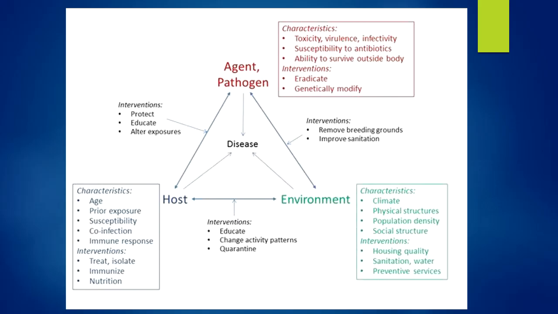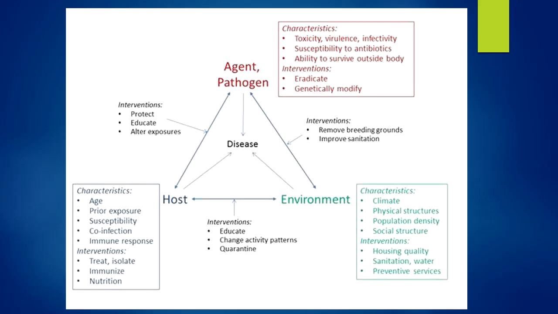So in addition to being able to intervene at those 3 points, we could also try to break the links between any two of them. So you can see suggested interventions at the arrows in between each one. So in order to prevent disease by interrupting the host and agent interaction, we could protect people. So, provide bed nets, those types of things, so they don't come into contact with the pathogen, educate people about how to protect themselves or otherwise alter their exposures.